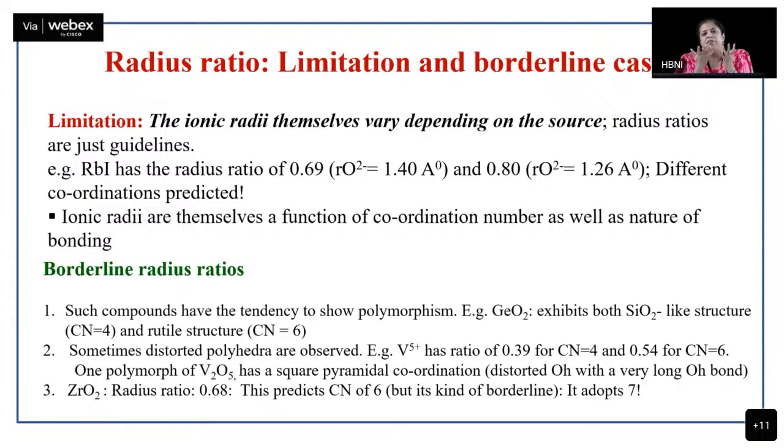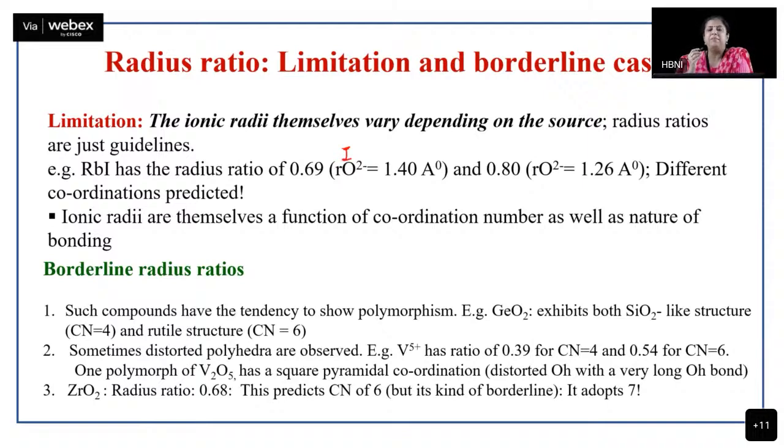Now, when I'm calculating my radius ratio, I'm actually taking the ratio of the ionic radii. But the ionic radii themselves will vary depending upon the source that we are taking the ionic radii value from. There are Pauling's ionic radii, and other ionic radii. For example, I'm sorry, this is not rubidium. It is rubidium iodide, and this could be the radius of iodide.